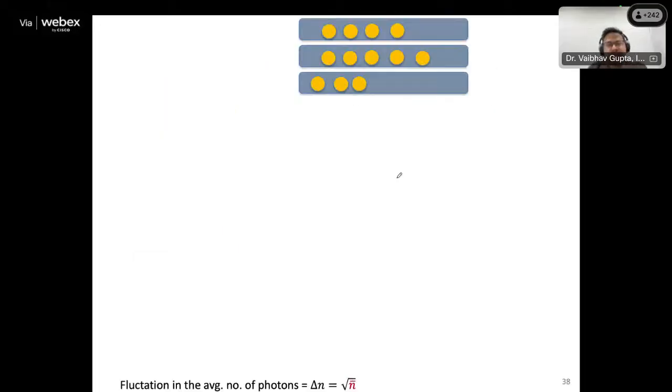Let me take an example. Suppose we have a laser, and in a particular length or segment of line, there are 4 photons available. At some other instant of time, there are 5 photons available. At time t3, maybe there are 3 photons available. So you don't know how many photons are available. This is happening randomly.